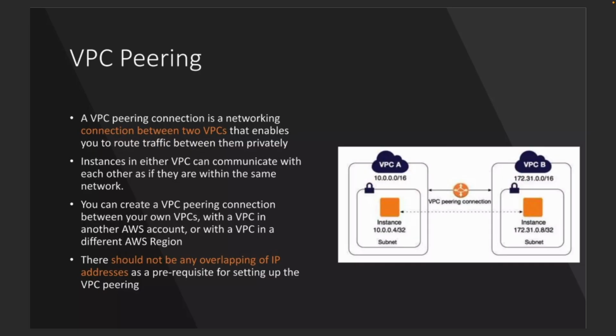You can create a VPC peering connection with your own VPC, with a VPC in another AWS account, or with a VPC in another AWS region. This flexibility supports complex organizational structures and disaster recovery scenarios. There's one critical requirement though. There should not be any overlapping of IP addresses as a prerequisite for setting up VPC peering. If two VPCs use the same IP address ranges, they cannot be peered because routing would be ambiguous.